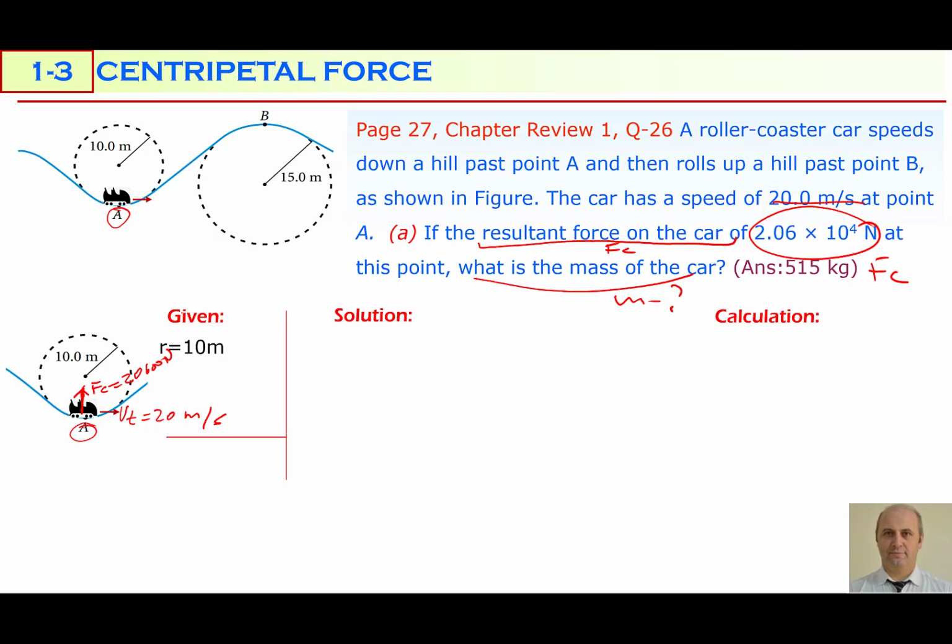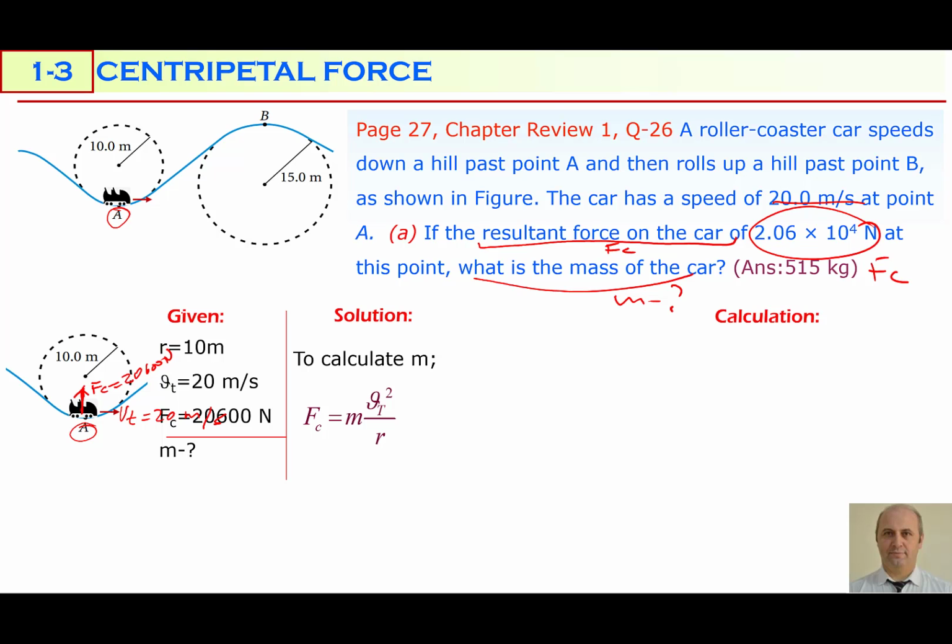The radius of this circular path is given as 10 meters. Tangential speed is given as 20 meters per second. Centripetal force is 2.06 times 10 to the power of 4 Newton, which is 20,600 Newton. Calculate the mass of the car. Use the equation for centripetal force, m vt squared over r.